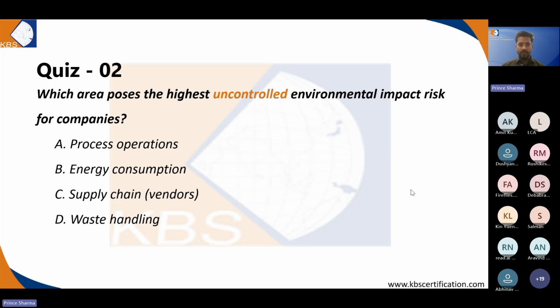So it is not for all. Basically, if your product has numerous different components, in that case you need to be assured of the supply chain. There you need to check if you are having uncontrolled environmental risk or not. So in supply chain, the automotive industry is one of the parts, right?